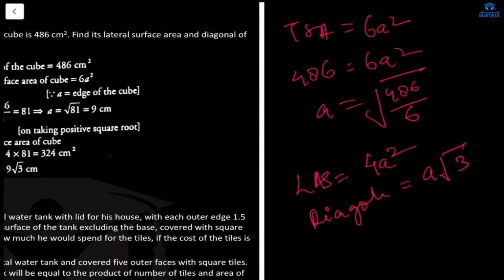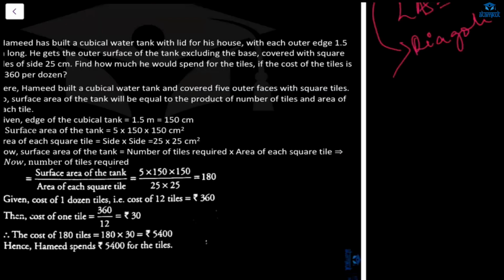I'm not calculating, but I have explained the main thing. The exact calculation I'm not doing. From here, you're going to find out the value of a, and then you're going to put the value of a here and you'll get the answer. And that same a, you put in this formula and get the answer. Because mensuration is about your calculation and formulas.